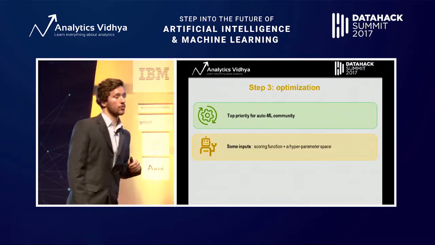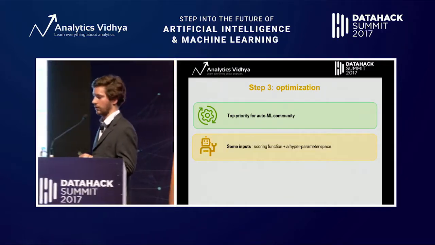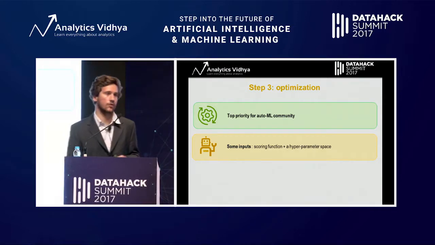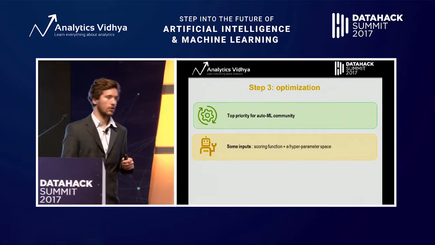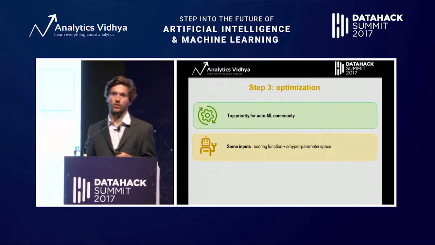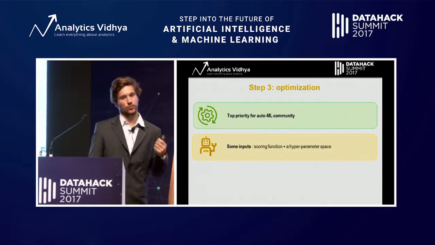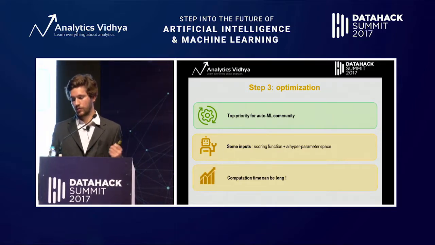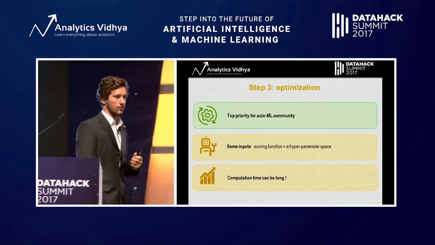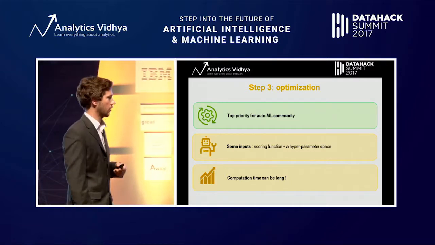You will need some input to be accurate, of course. So you will have to give a scoring function and also a hyperparameter space if you want your computation time to be fast. And of course, computation time can be long. So in terms of accuracy, it's difficult to get rid of this.